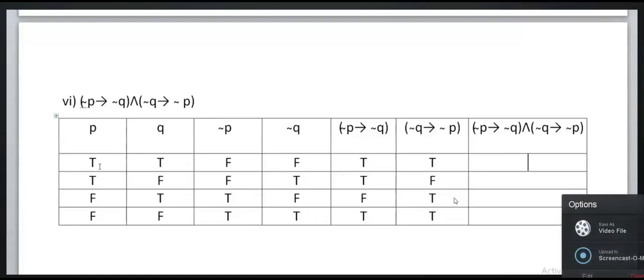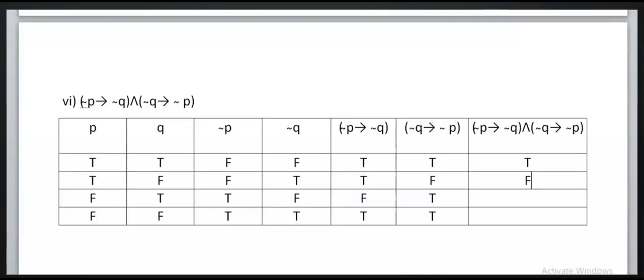Now next, we'll find out the AND between them. To require the AND, both of them must be true, then it is true, otherwise false. Now this will be true, false, false and again true. Now see this again here. This way, they are completed.